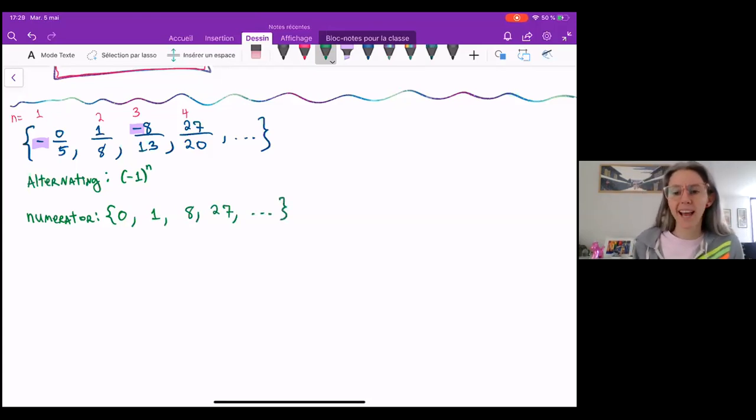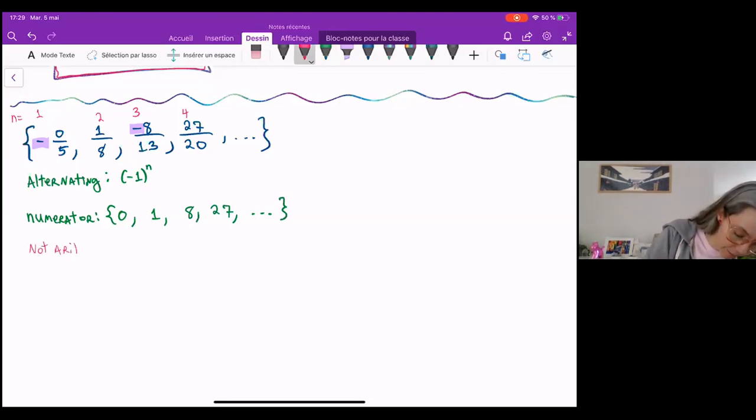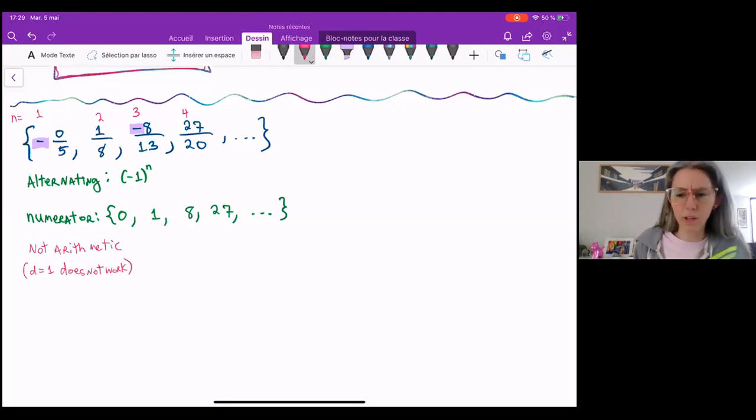So first question, is this arithmetic? Well, to get from 0 to 1, I'm adding 1, but I'm clearly not adding 1 to get from 1 to 8 or to get from 8 to 27. So not arithmetic. Our common difference of 1 does not work. Well, and it can't really be geometric because there's nothing I could multiply 0 by to get 1. If I were to do the ratio 1 over 0, that does not exist, infinity, negative infinity, something like that. So this is obviously not geometric as well.